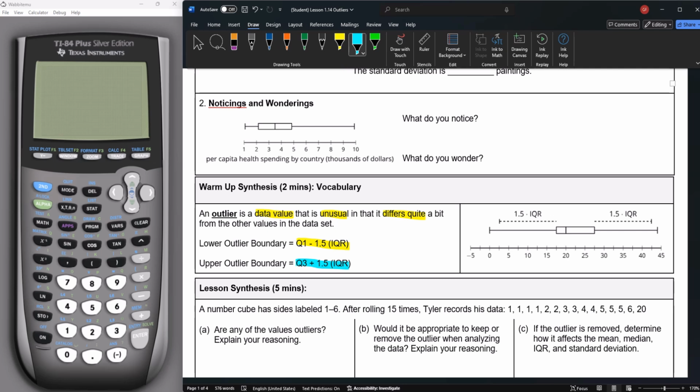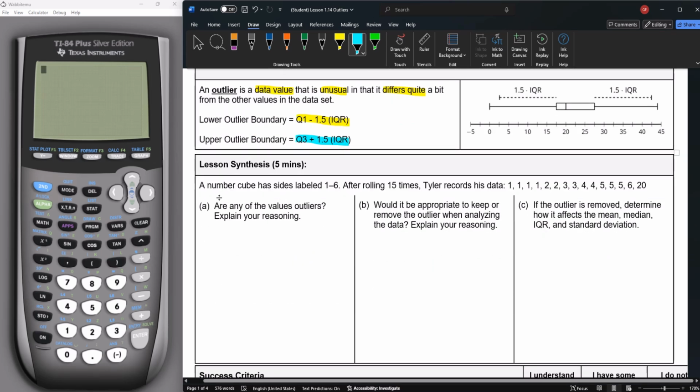So typically we would see if a number is either smaller than the data set that we are given or abnormally larger than the data set that is given. So let's take a look at our lesson synthesis. A number cube has sides labeled 1 through 6. After rolling 15 times, Tyler records the data, and this is the data that we are given. So we have to determine if there are any outliers.